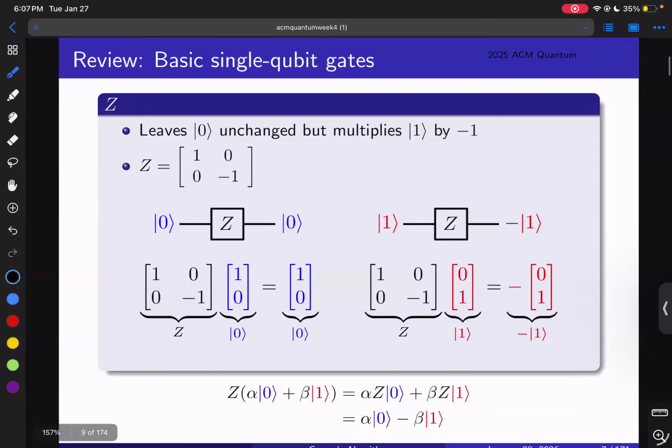The Z gate will leave the 0 state unchanged, but multiply the 1 state by a -1 coefficient. So once again, like this, and when you apply Z on a general state, you get alpha ket 0 minus beta ket 1.